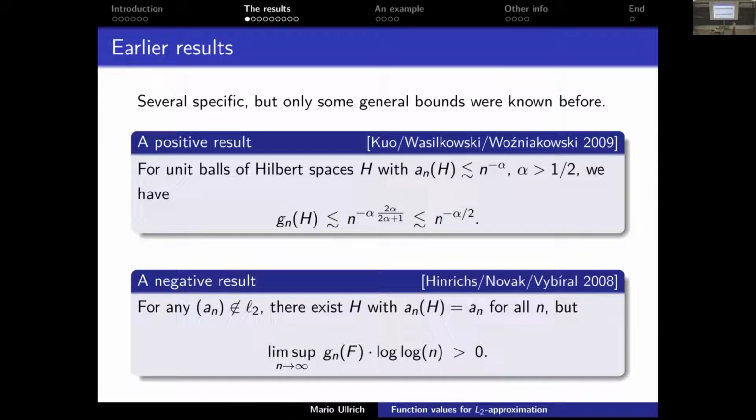But there is also a negative result. So do you have to assume that it's a reproducing kernel Hilbert space or something like that? Because if you're taking function values, under this assumption it is, because the approximation numbers are just the singular values of the embedding, and since you have this condition, the approximation numbers are square summable, so this is a reproducing kernel Hilbert space. So under this assumption, every Hilbert space is a reproducing kernel Hilbert space.